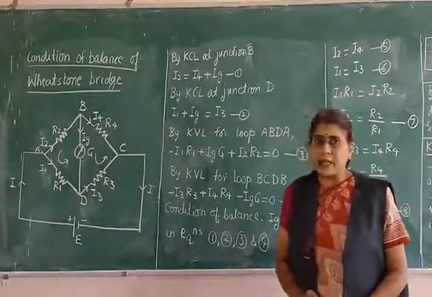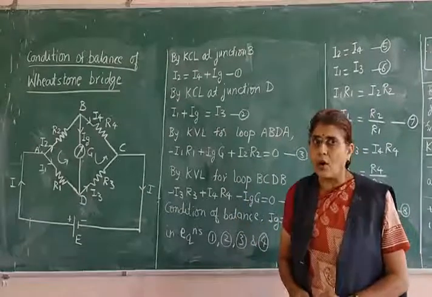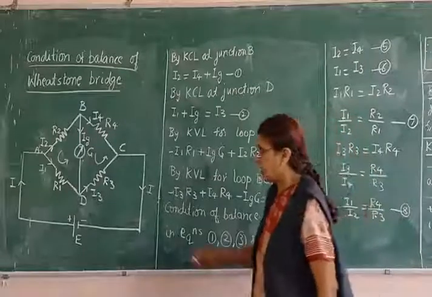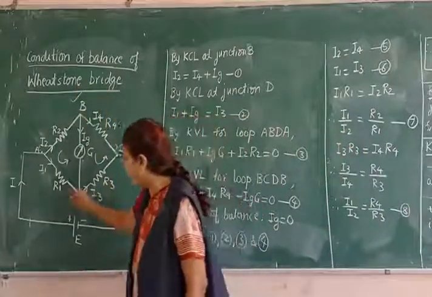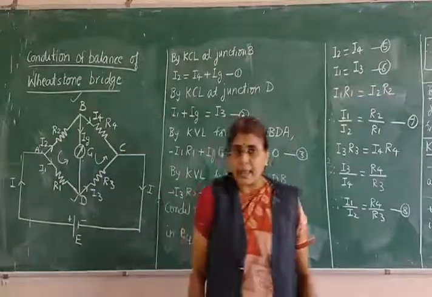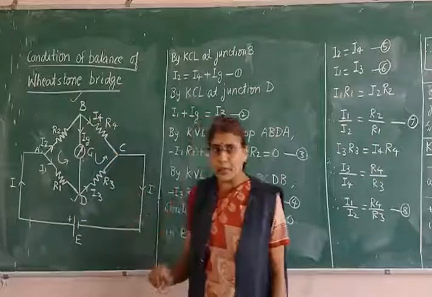Carefully you have to see the directions of current, and now we shall apply the junction law for 2 junctions. Which are the junctions? One is the point B, another is the point D. We are applying the junction law to the junctions B and D. You will get 2 equations.